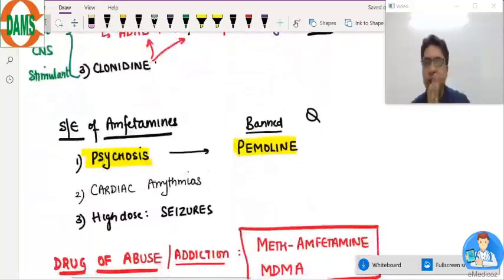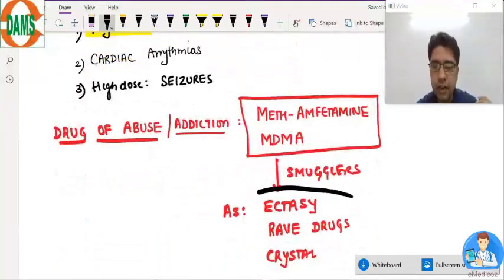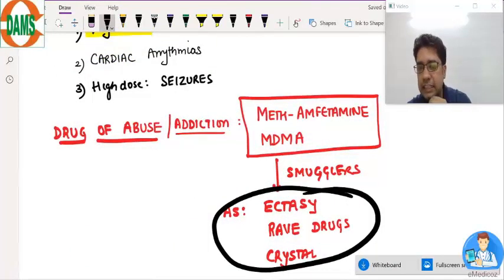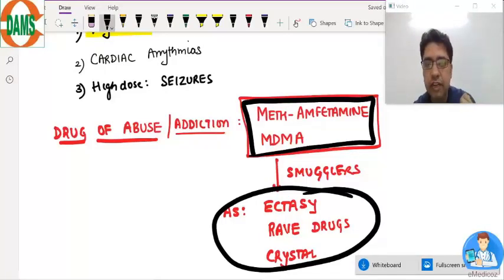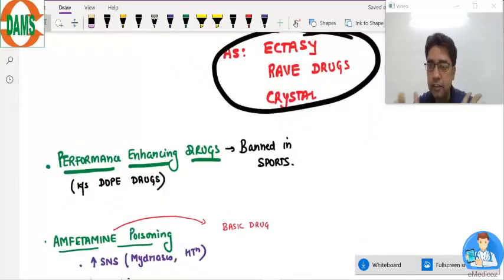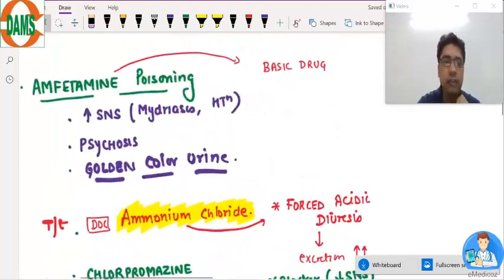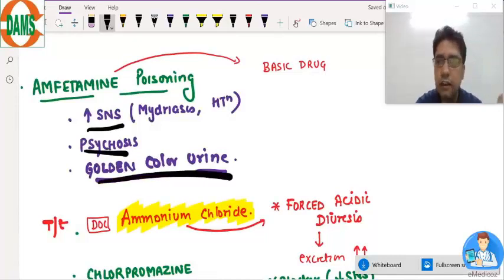Next, side effects of amphetamine: psychosis, arrhythmias, seizures. It is a drug of abuse, what smugglers call ecstasy, rave drug, crystal. See the movie Breaking Bad, you will find methamphetamine and MDMA. Next, performance enhancing drug. You will have a very good concentration span. You can beat Viswanathan Anand in chess because you will have a very good concentration. Amphetamine poisoning: increase in sympathetic discharge, psychosis, golden color urine.